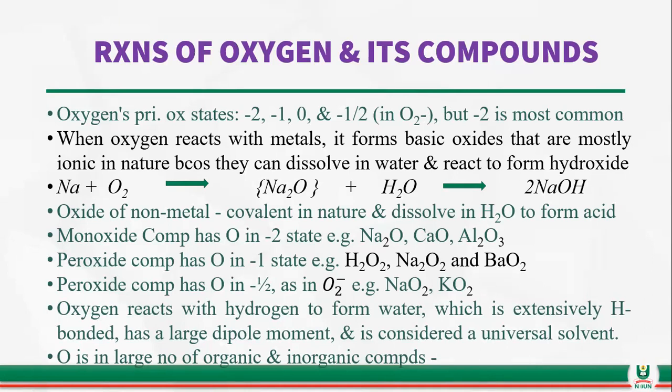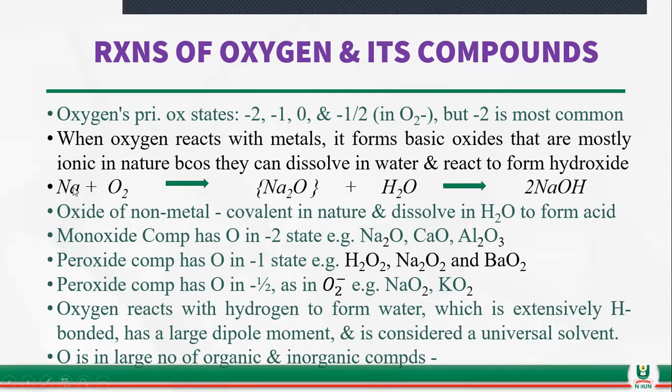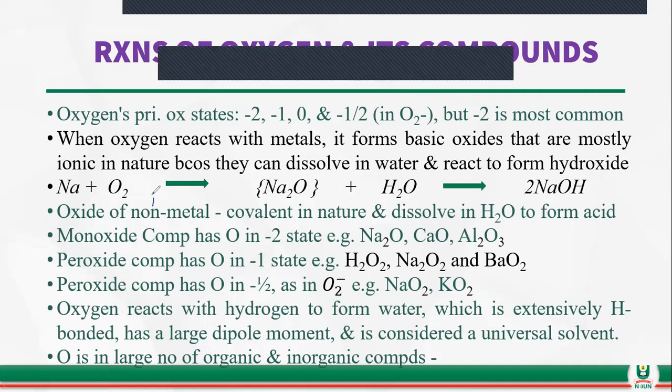When oxygen reacts with metal, it forms basic oxides that are mostly ionic in nature because they can dissolve in water and react to form base. That's why we call them basic oxides. For example, sodium reacting with oxygen will give us sodium oxide. And I hope we know how we have this, because it is for you to balance the equation. Or if you want us to balance the equation, we can look at it.